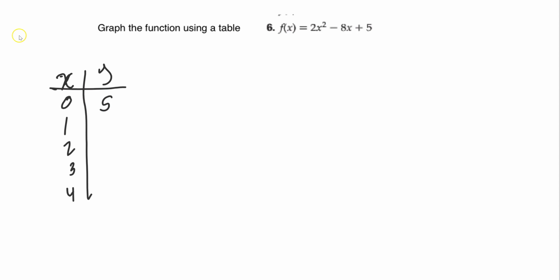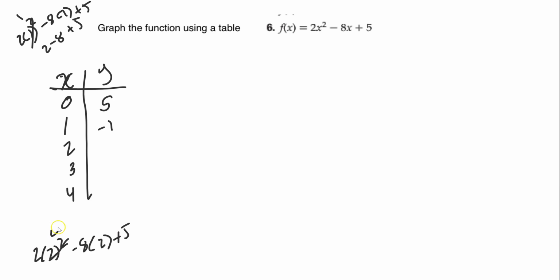If I plug in 1, 2 times 1 squared minus 8 times 1 plus 5, I get 2 minus 8 plus 5, negative 1. Plug in 2, I get 8 minus 16 plus 5, so negative 3. Plug in 3, I get negative 1. Plug in 4 and I get 5. I kind of just knew that. Anyway, we graph it.